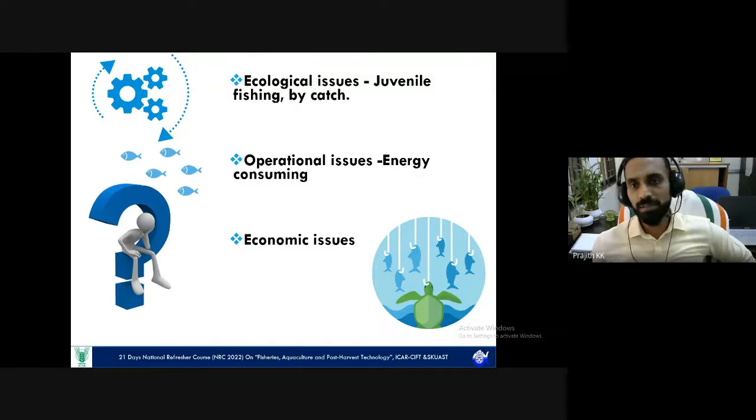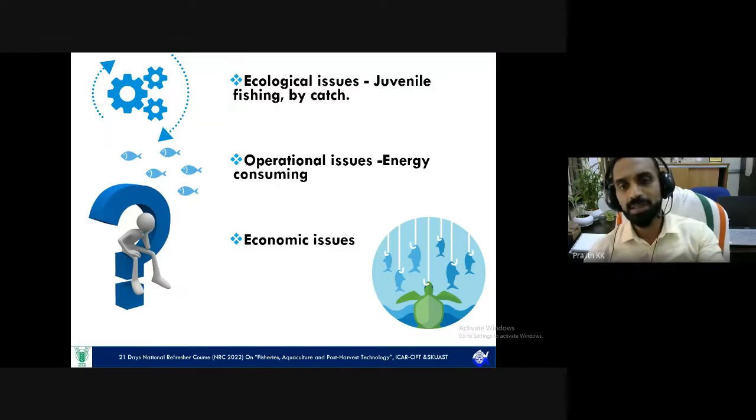The ecological issues we can see in active fishing like trawling are problems like juvenile fishing and bycatch. This is one of the most commonly discussed topics in trawl fishery. Then operational issues: any food production system requires some energy for production. In the case of fishing, it is a highly energy consuming process. Day by day our fuel price, especially fossil fuel, is increasing, so there are operational issues. The resulting economic issue is that if you spend that much energy or fuel and do not get any catch, it results in a lot of direct and indirect economic issues.